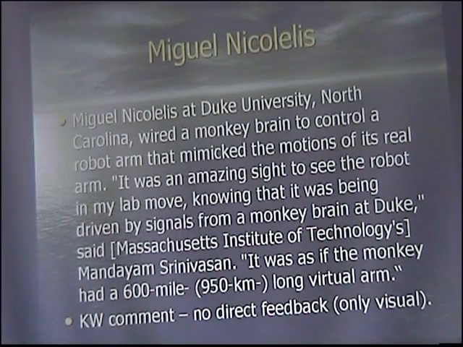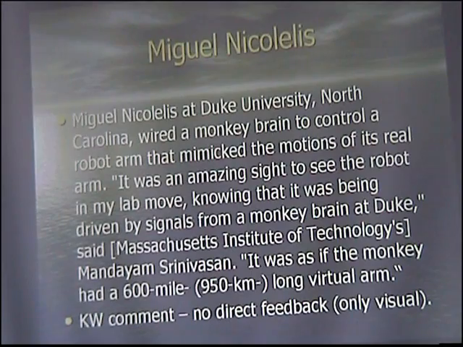Along the same lines, but something more, and this will link in with probably next time round's work: Miguel Nicolelis, North Carolina. He took a monkey with the brain functioning in the monkey and linked it up to a robot arm, so that the robot arm mimicked the motions of the monkey's arm. And the monkey could see what it was doing, and therefore you got some sort of feedback visually.